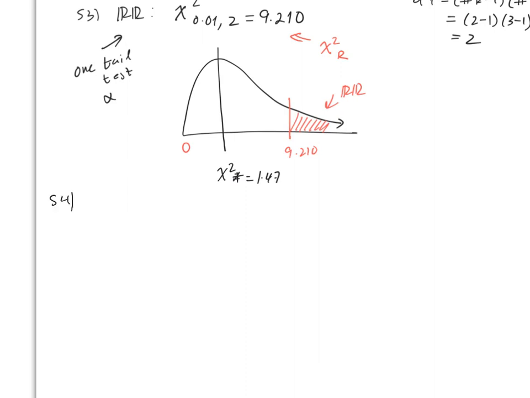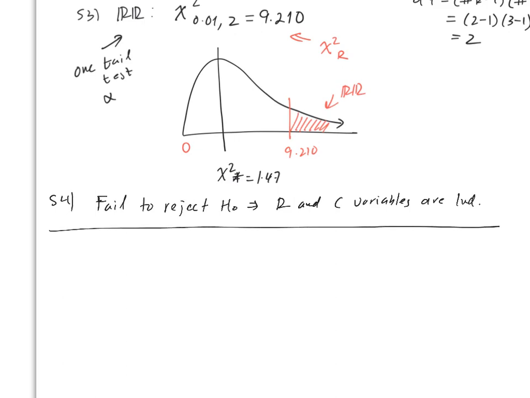So the conclusion is fail to reject H0, which implies row and column variables are independent. And what is the explanation here? Well, you don't have enough evidence to reject that they are independent.